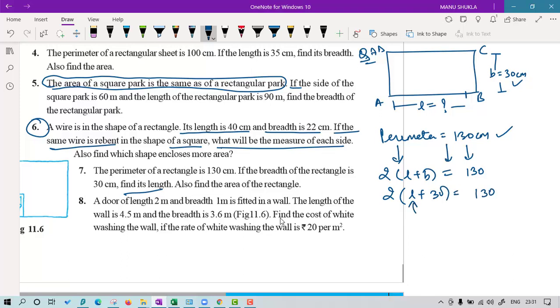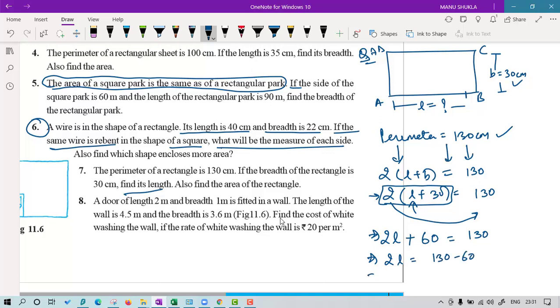If you remember, last time I took this 2 to this side. This time let me show you the other way also. Let me use it by opening the brackets. So it becomes 2 into L plus 2 into 30 is 60 is equal to 130. This method is also simple. So 130 minus 60, 2L is equal to 70, L equal to 35 centimeter. So we have found the length.